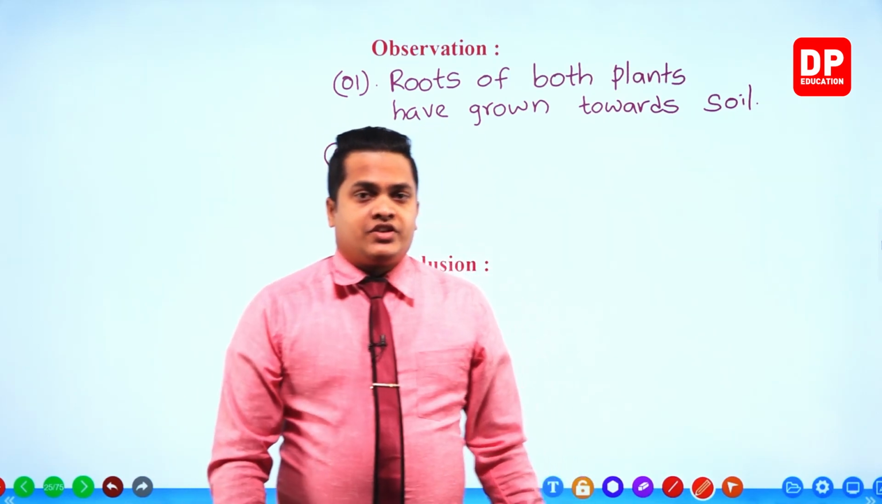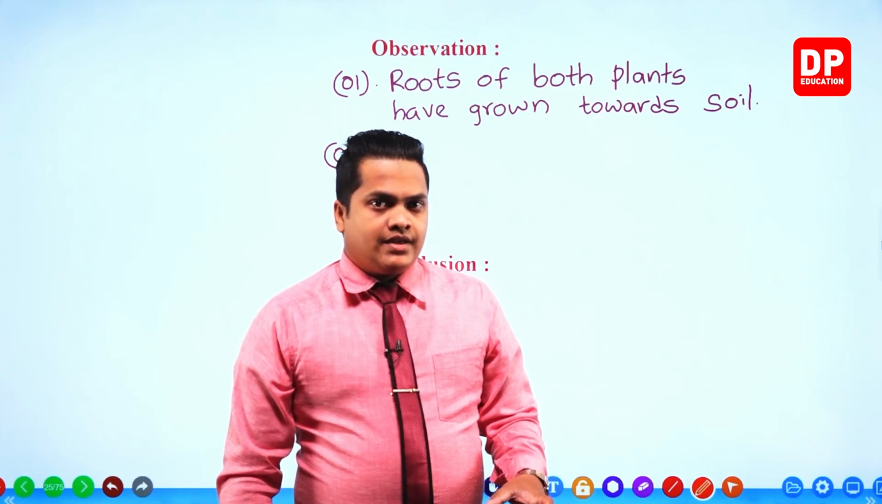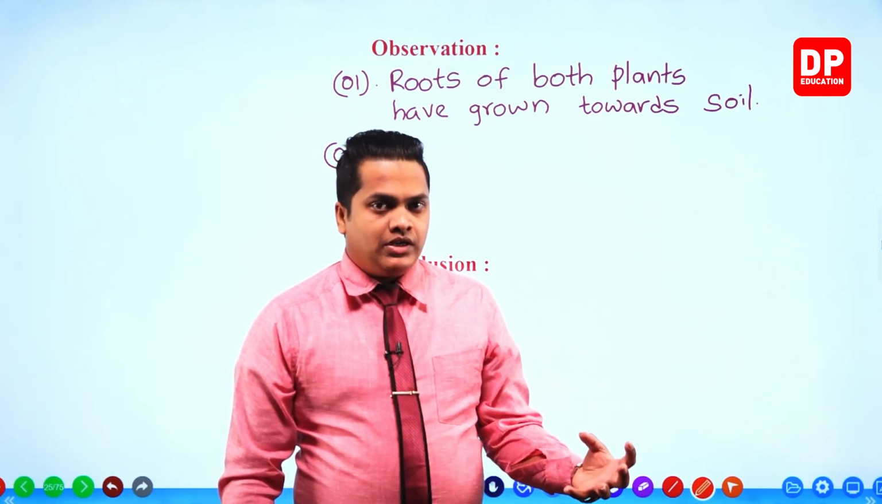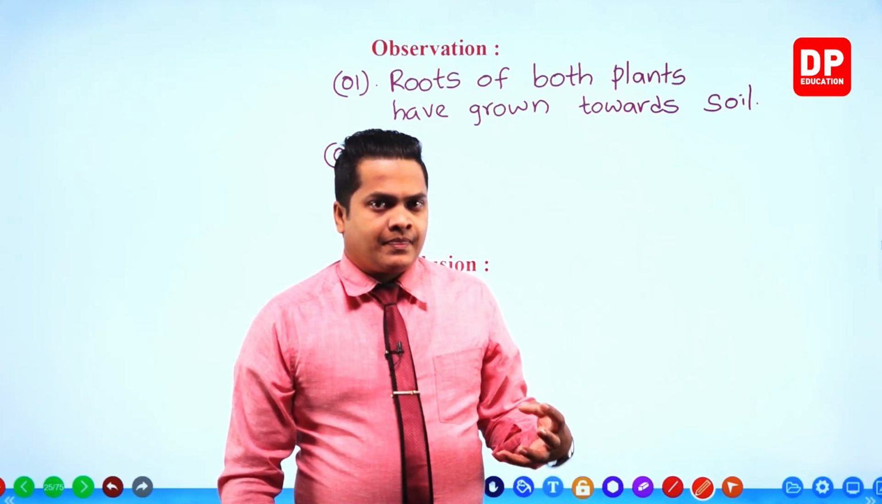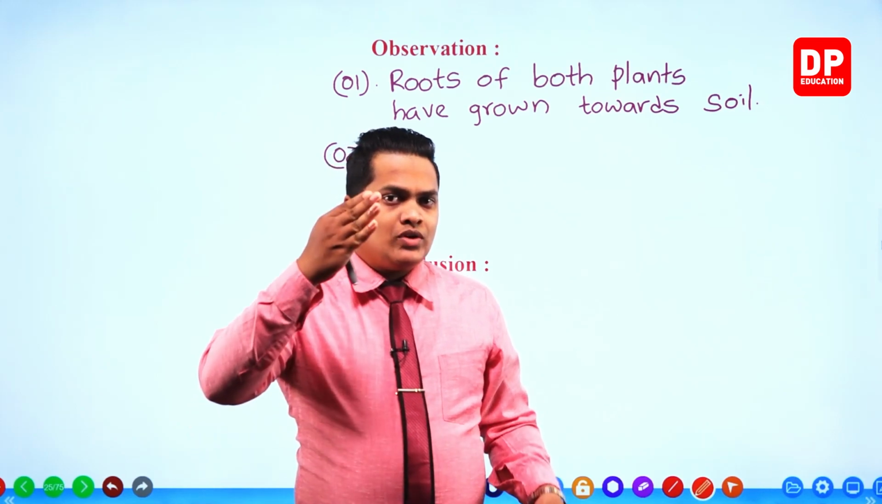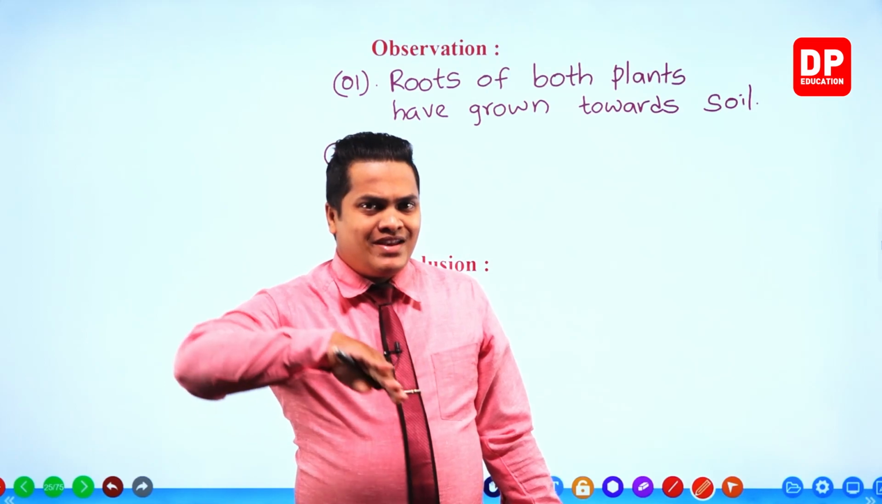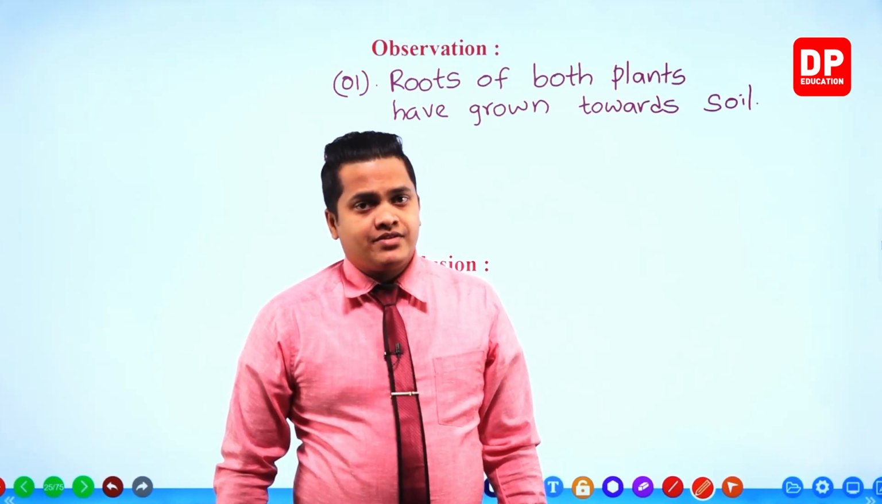The second observation is also quite obvious. You can see that the second plant which I have toppled, right? The shoot of that plant is growing towards the light. How can I say that? Because it has been bent towards the light. Towards the direction of the light, it has been bent.